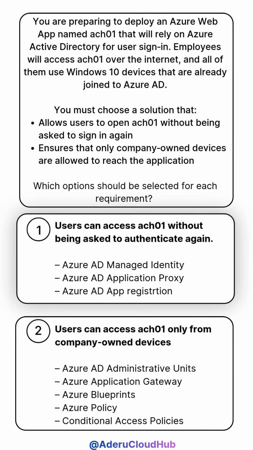We are planning to deploy an Azure web application named ACH01 that will use Azure Active Directory for user sign-ins. Employees will access the ACH01 application over the internet, and all the employees are using Windows 10 devices which are already Azure AD domain joined. We need to choose a solution that allows the user to access ACH01 without being prompted for credentials again and again. Second, we need to restrict the application access only to company-provided devices.